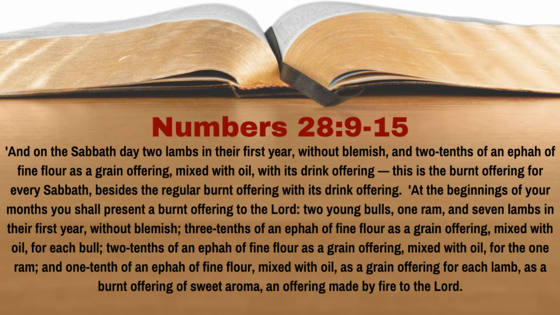At the beginnings of your months, you shall present a burnt offering to the Lord, 2 young bulls, 1 ram, and 7 lambs in their first year without blemish. 3/10 of an ephah of fine flour as a grain offering mixed with oil for each bull. 2/10 of an ephah of fine flour as a grain offering mixed with oil for 1 ram. And 1/10 of an ephah of fine flour mixed with oil as a grain offering for each lamb, as a burnt offering of sweet aroma, an offering made by fire to the Lord.